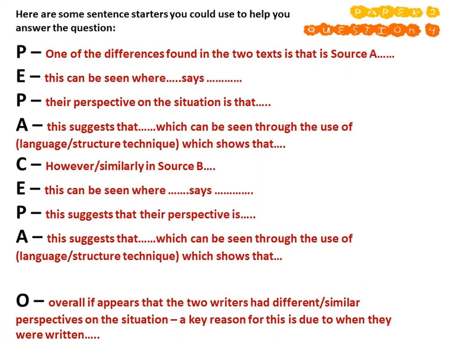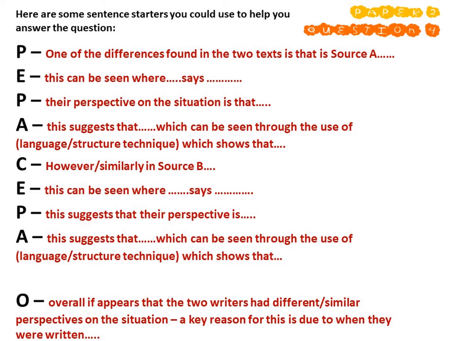Okay, here are some sentence starters that you could use to help you answer the question. For P, one of the differences found in the 2 texts is that in source A, for the evidence, this can be seen where she or he or the name says. For P, their perspective on the situation is that. Remember, perspective is the key thing in this question. For the analysis, this suggests that, which can be seen through the use of a language or structure technique which shows that.